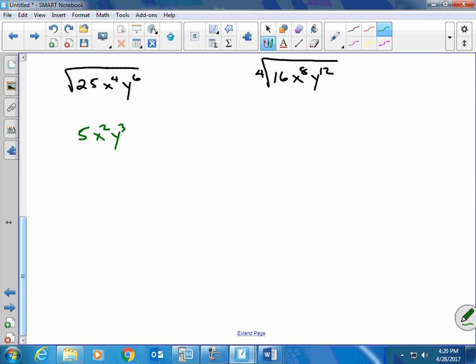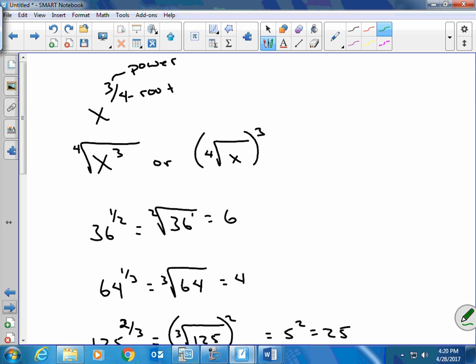What is the 4th root of 16x to the 8th y to the 12th? The 4th root of 16 is 2. 8 divided by 4 is 2. 12 divided by 4 is 3. You are essentially dividing the power by the root to give you the new exponent. Okay? All right. My plan at the end is to throw you a whole bunch of problems, so you'll get a chance to practice. So let's talk about one more topic.